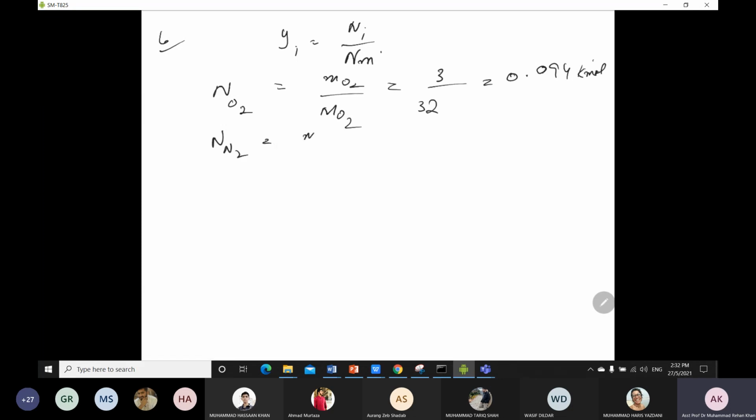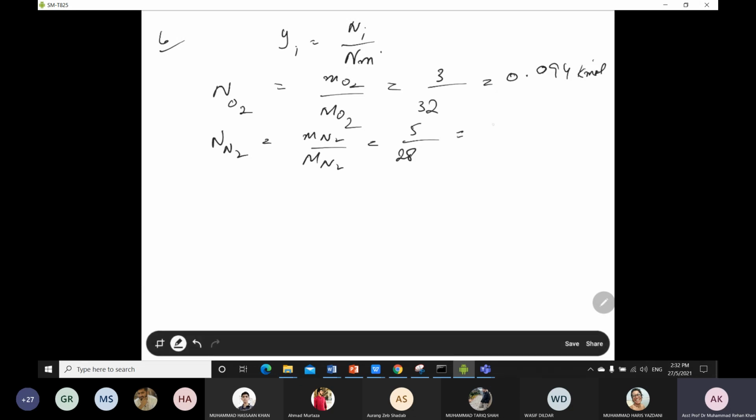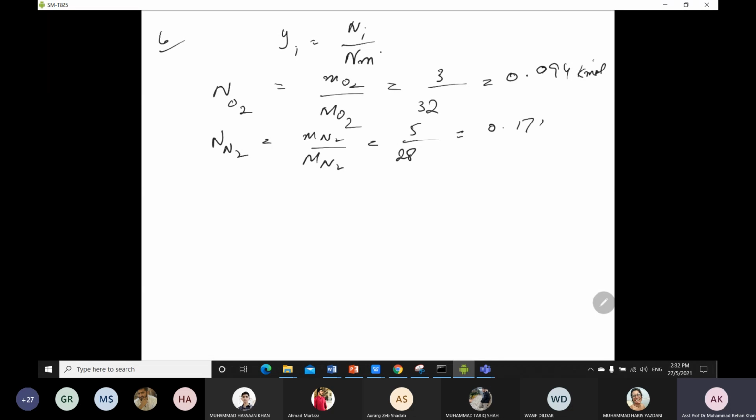Similarly, you have to find the number of moles of each individual component. For N2, the number of moles is equal to the mass of N2 over the molar mass of N2. The mass of N2 is 5 kg and the molar mass of N2 is 28 kg per kilomole. If you take the division, you will get 0.179 kilomole.